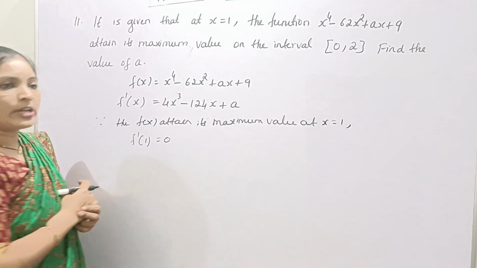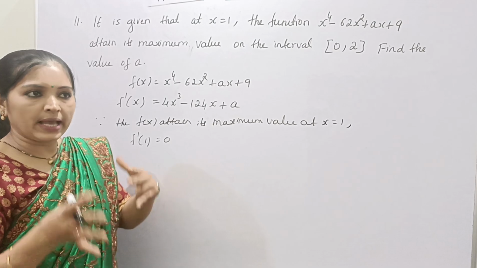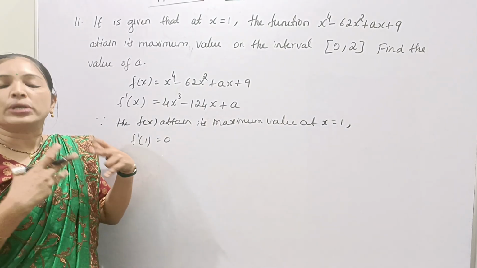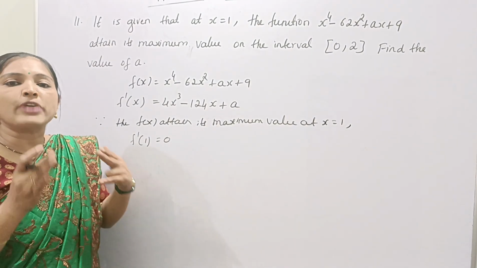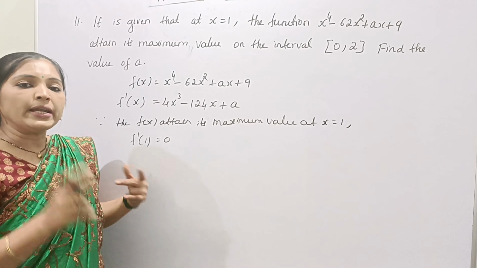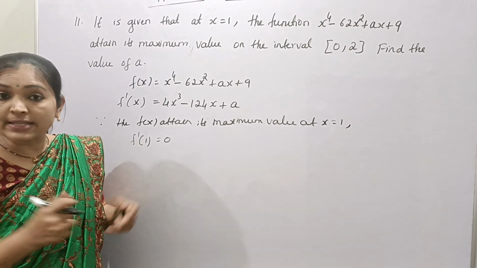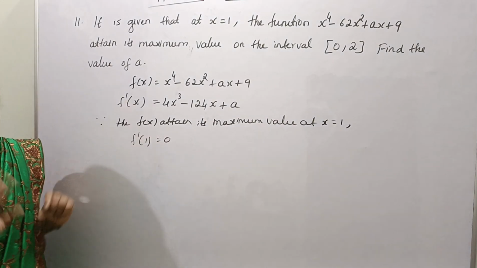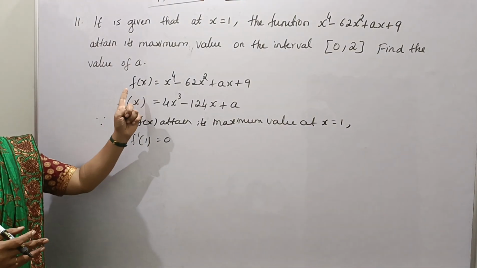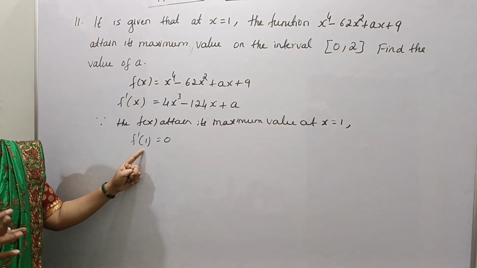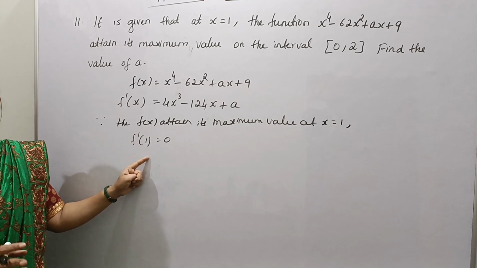So f dash of 1 is equal to 0, because we know the second derivative test: if the function has a maximum value at x is equal to C, then f dash of C is equal to 0 and f double dash of C is less than 0, right? Here f dash of 1 is equal to 0, because this function attains maximum at x is equal to 1.